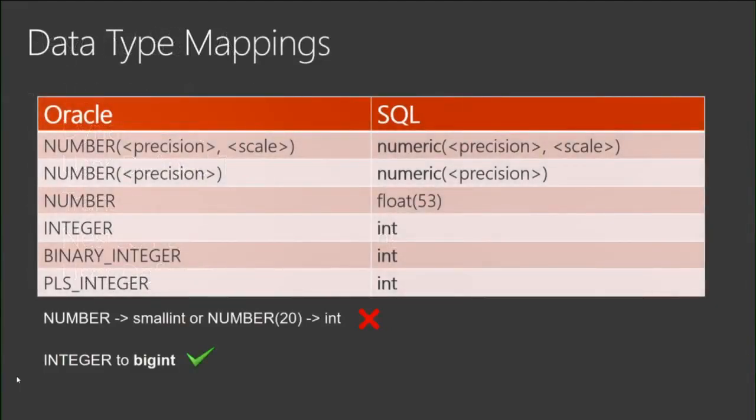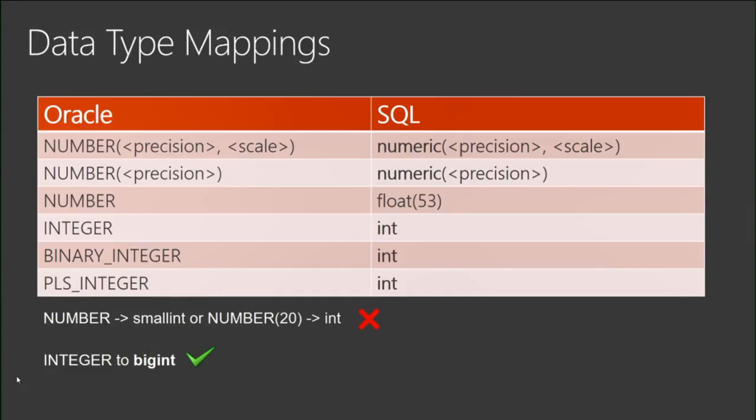When it comes to numeric data types, SSMA does a fairly good job. Between Oracle and SQL, there are dissimilarities, but there are a lot of similarities as well. So you see NUMBER is mapped well to numeric. If you have NUMBER with precision and scale, it's mapped to numeric with precision and scale. Likewise, NUMBER with only precision is mapped to numeric with precision, and so on and so forth.